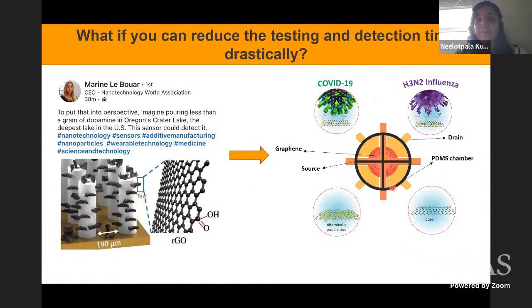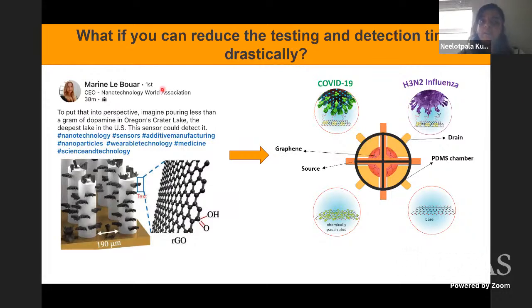So now the question is, what if you can reduce the testing and the detection time drastically? When I say the testing time, it means what if instead of the 5 days prescribed by the CDC, you can get tested 1 or 2 days after exposure? And also, what if instead of taking 5 to 6 hours of accurate detection through tests like RT-PCR, we can get the result in 12 seconds?